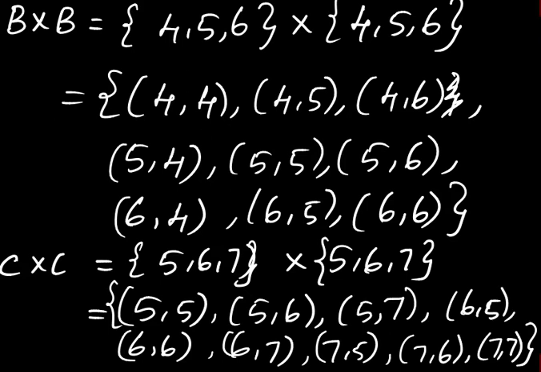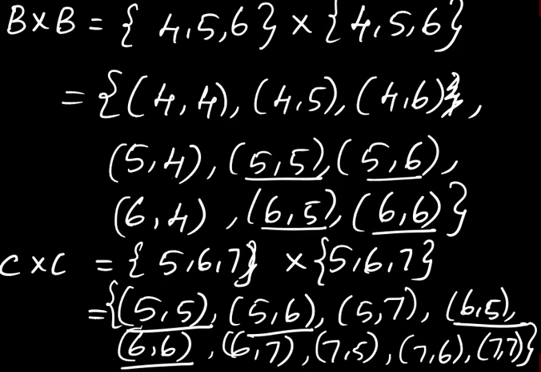So now we will check the common ordered pairs between B cross B and C cross C. So take B cross B, (4, 4). Check whether you have (4, 4) in C cross C. We don't have. Next is (4, 5), we don't have. (4, 6), not there. (5, 4), not there. (5, 5), we have (5, 5). Next is (5, 6), it's there. (6, 4), not there. (6, 5), we have (6, 5). Next is (6, 6), we have (6, 6). So these are the 4 ordered pairs that are common between B cross B and C cross C.